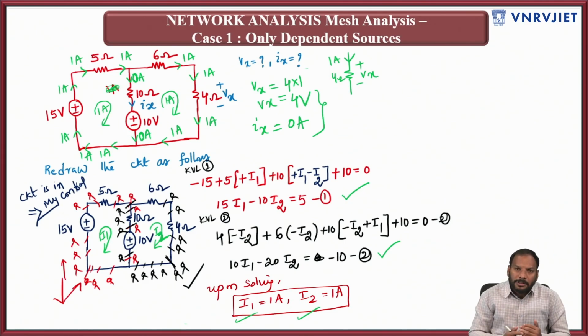Whenever we go for the case 2 problem, that is with independent sources, the number of loop equations or KVL equations or mesh equations is not sufficient to solve the problem. So we will try to understand in the next video lectures how we can solve that type of problem under case 2.